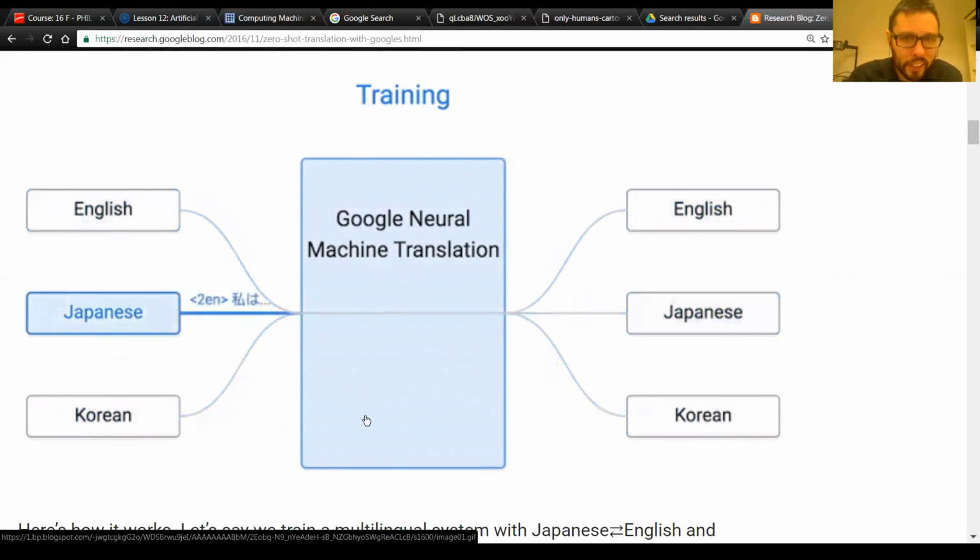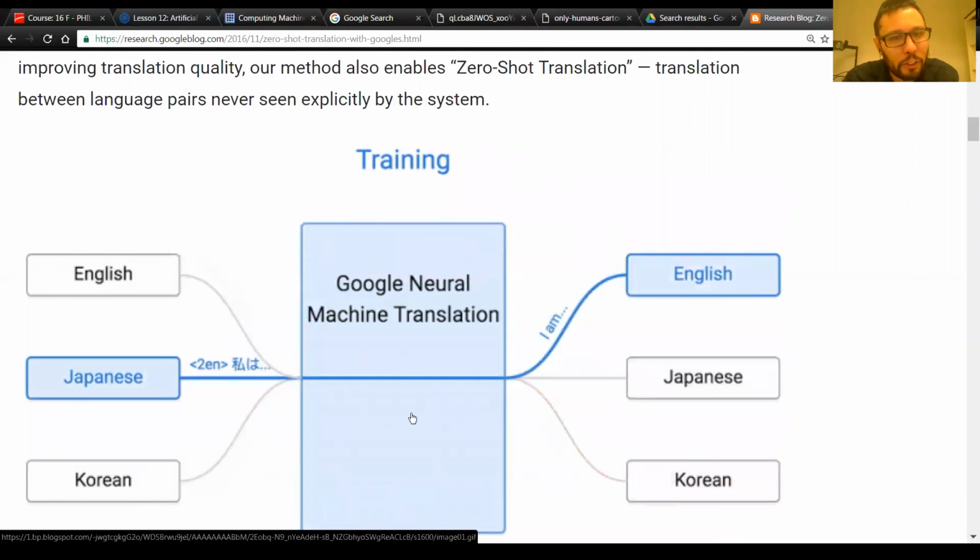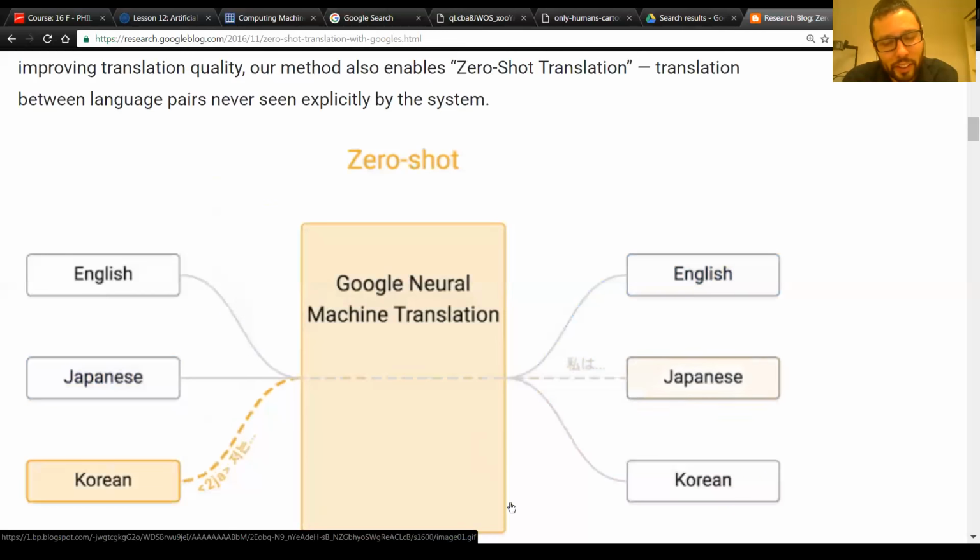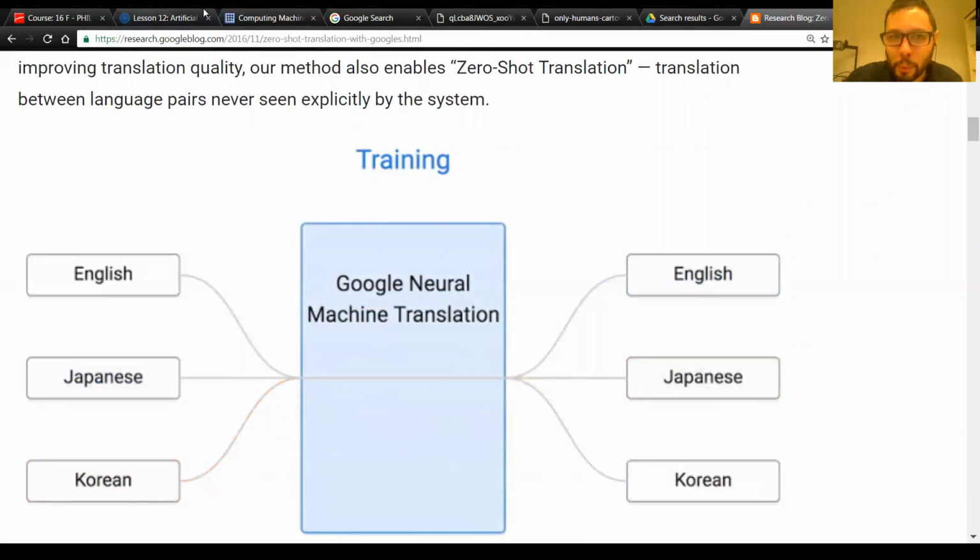Right? Very few human beings, even if you know two languages, can pick up arbitrary languages and do these kinds of translations. But now our computers can. This is way outstripping human performance.